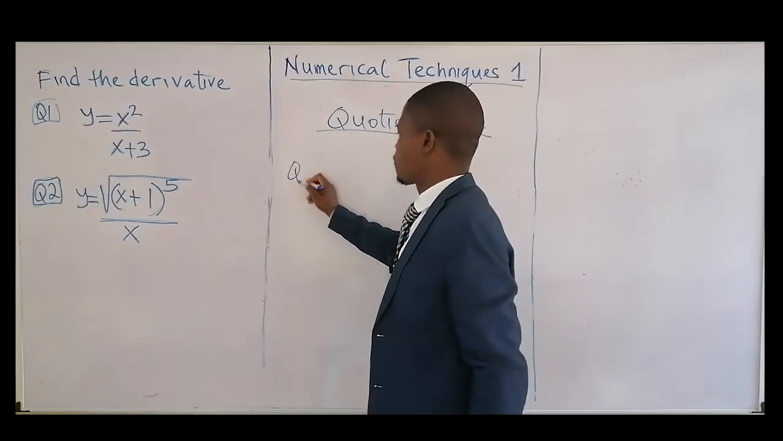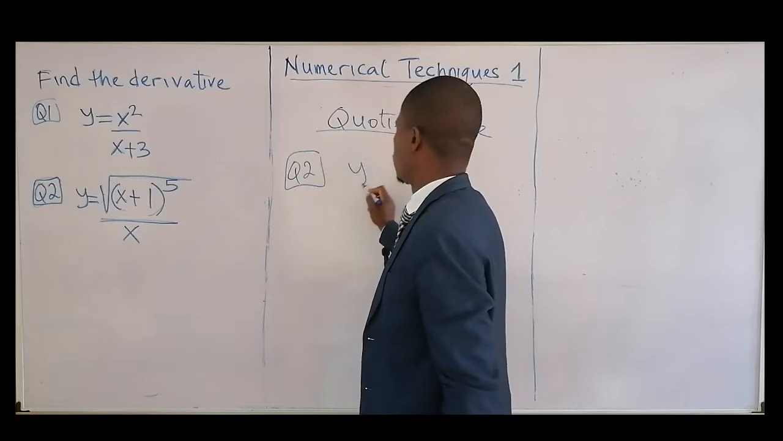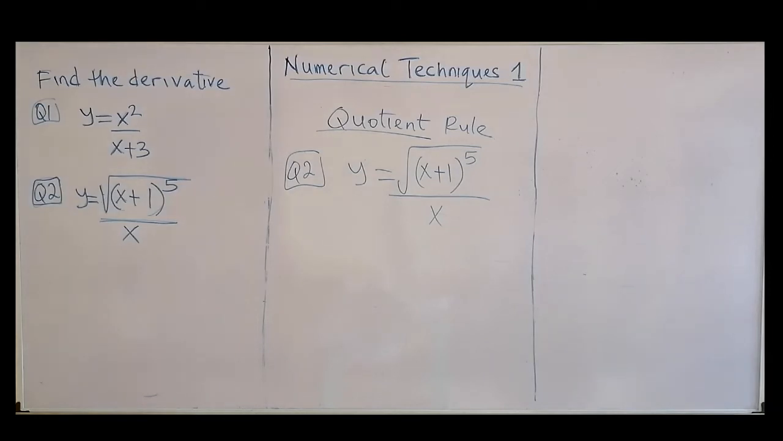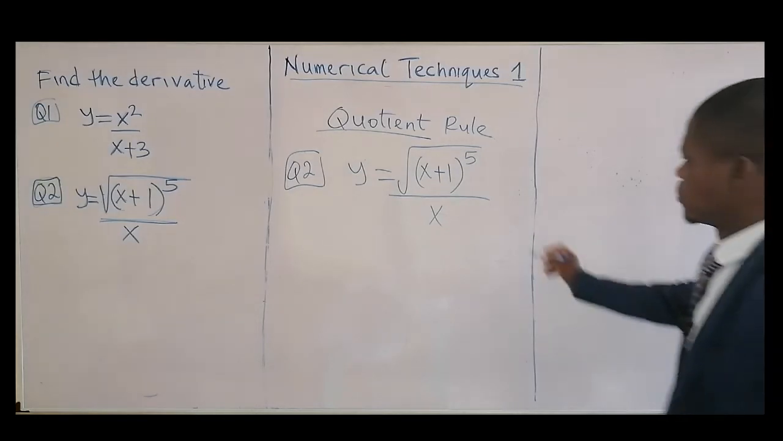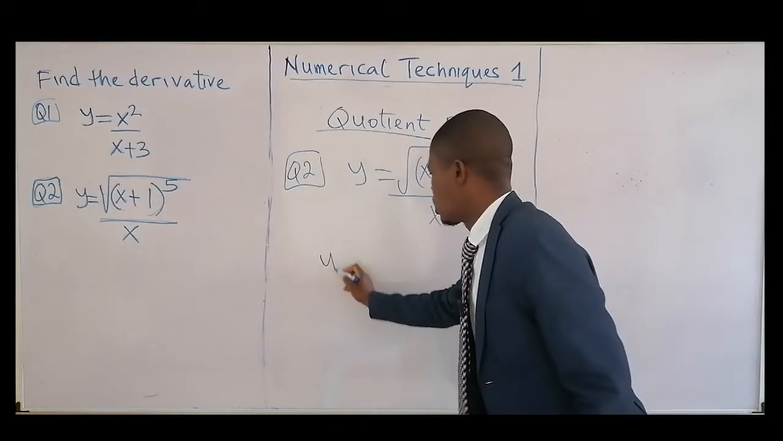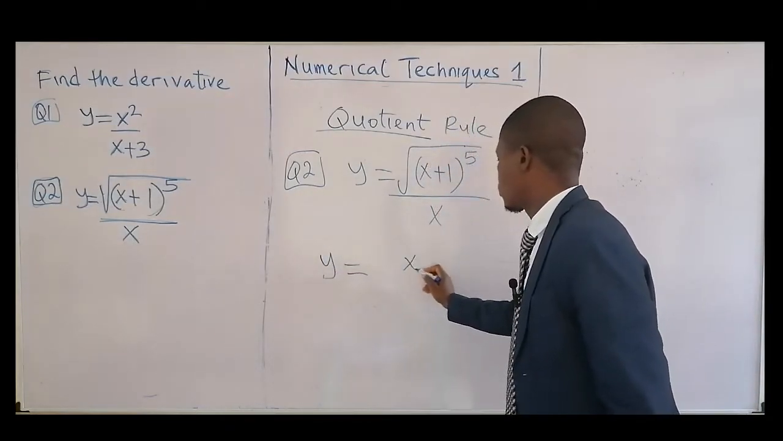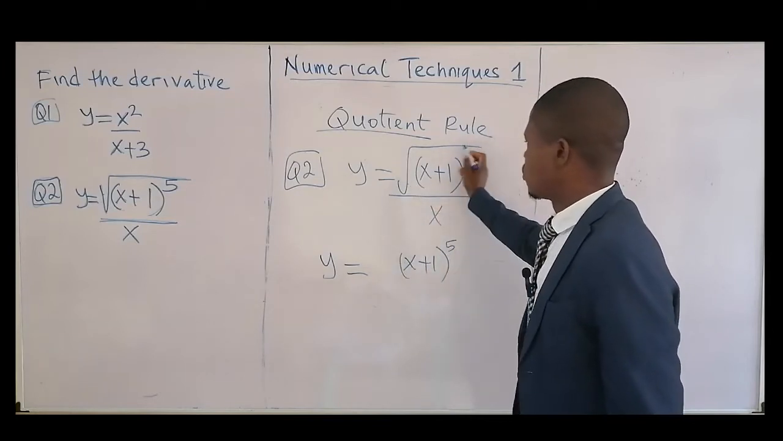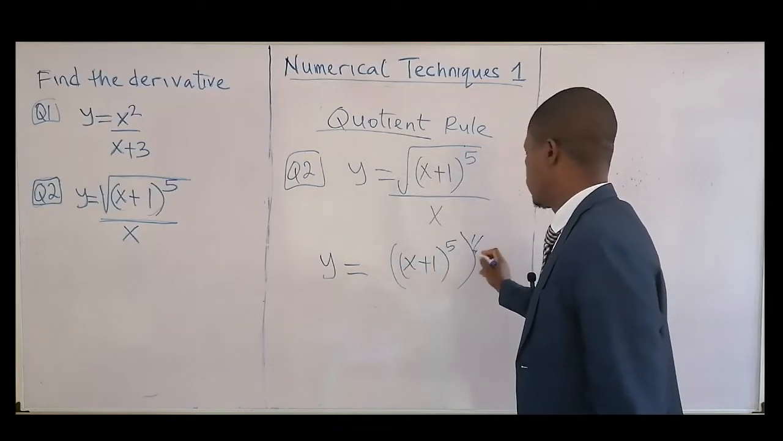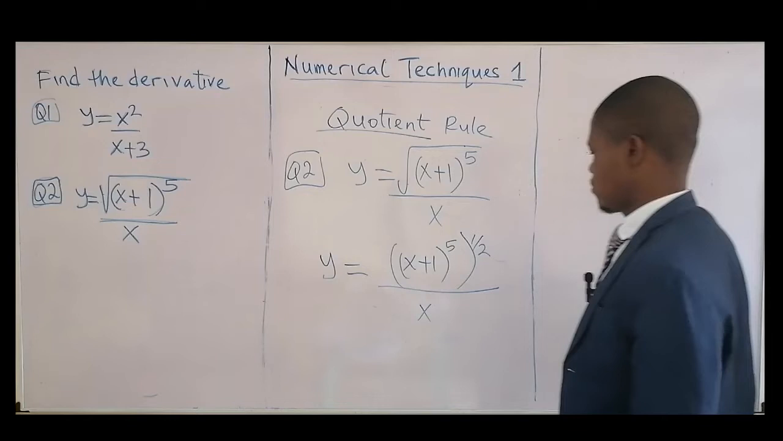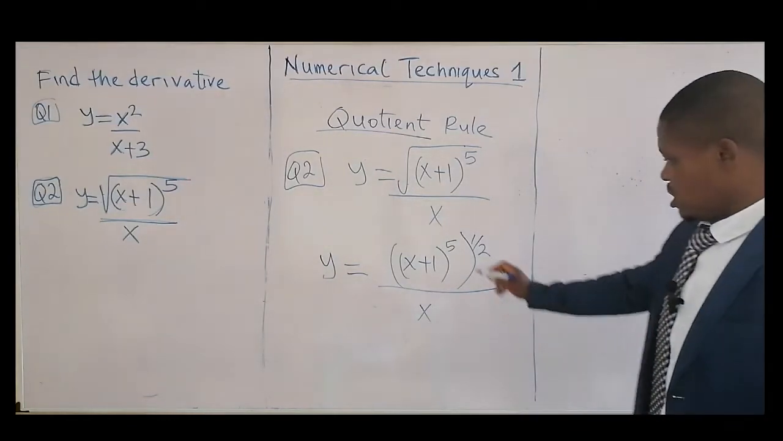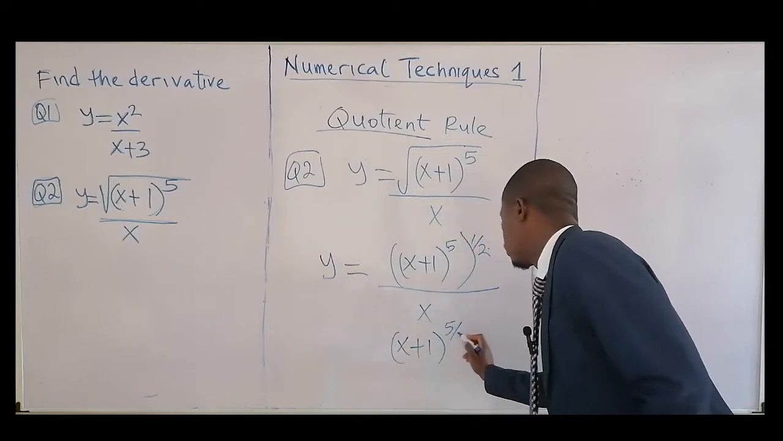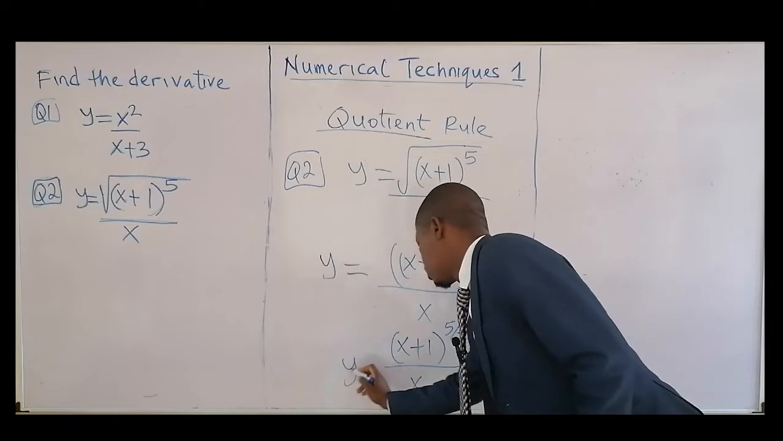Question 2: y is equal to this expression. The first thing we need to do is the algebra, removing the square root. If we remove the square root, we have the power 1 over 2, so times half. The inner power times the outside power will give x plus 1 to the power 5 over 2, all over this. So we've done the algebra.